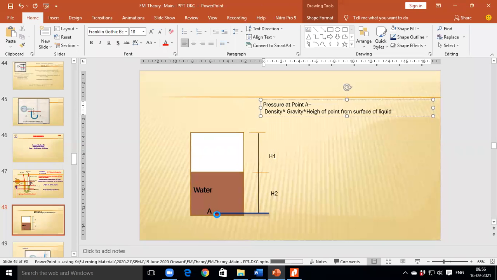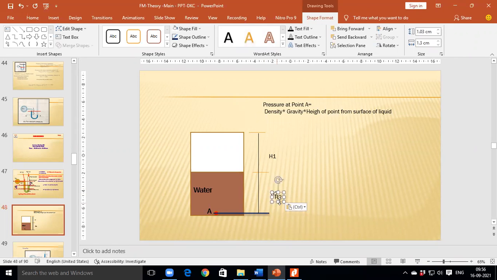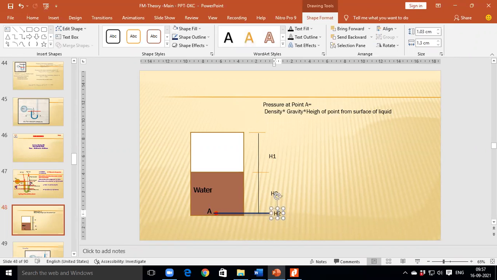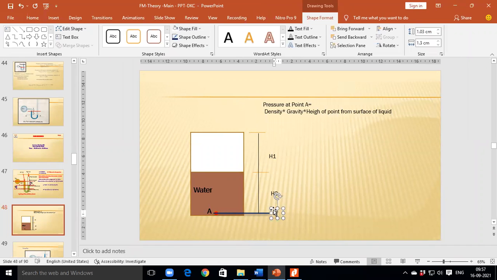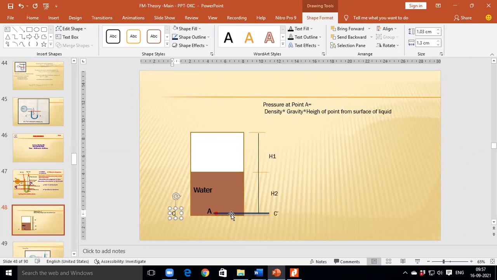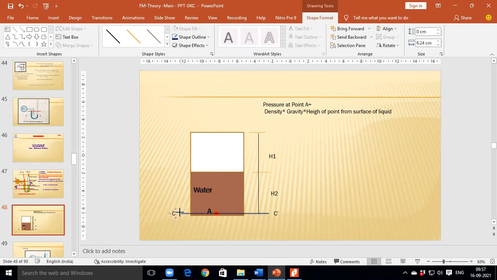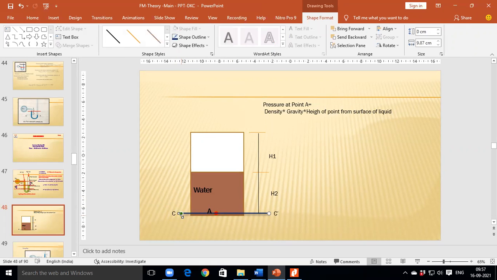Okay, we can call this the datum line. Which is the datum line? This one is point C dash, and this C dash we can call the datum line. Is it understood? The lower level of point A.